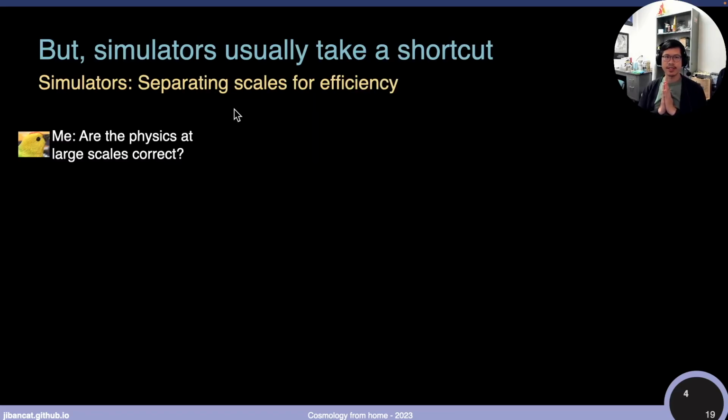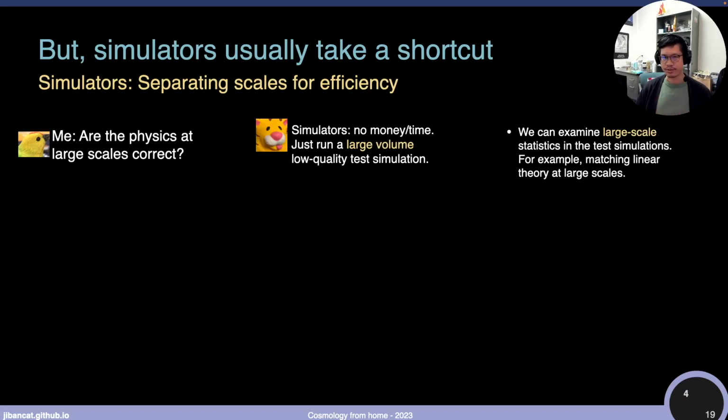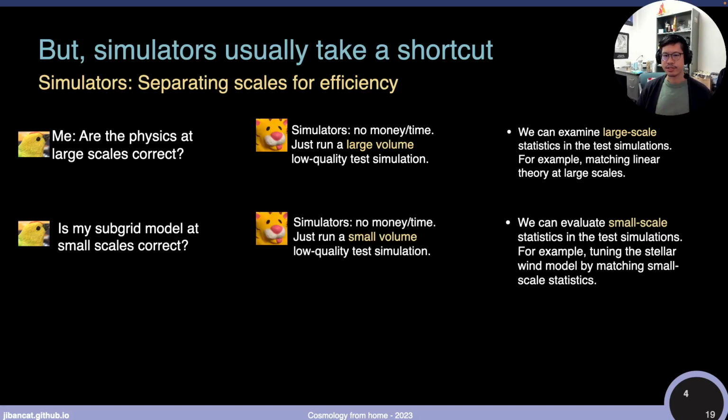It turns out that's not usually what simulators do or think. They take a shortcut. At some point, I realized they were just lying to me. Increasing resolution is not the usual practice. Inside their brain, they separate scales for different physics. What do I mean by that? If I ask whether the physics at large scale is correct, simulators will just run a large volume, low quality simulation, a test run, for example checking that large scale matches linear theory. And to check that the small scale subgrid model is correct, they just run a small volume, low quality simulation and evaluate the small scale statistics. For example, we can tune the supernova and stellar wind model in this way.